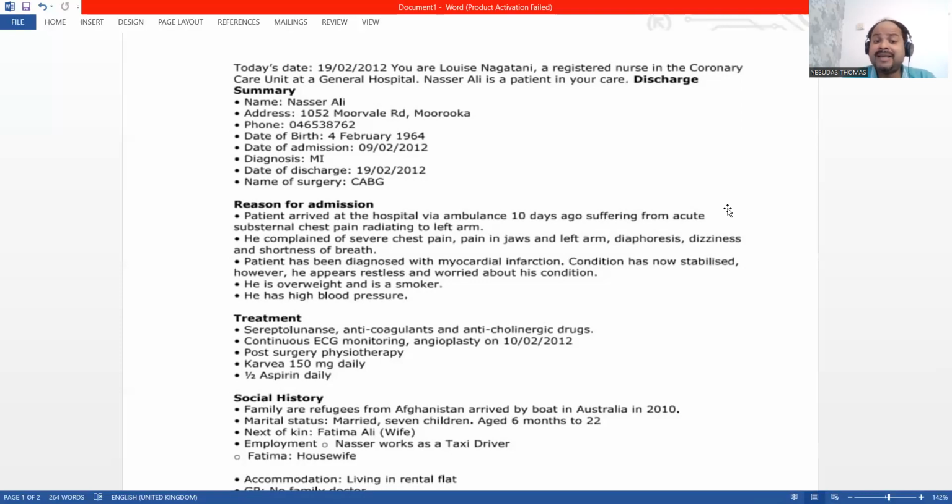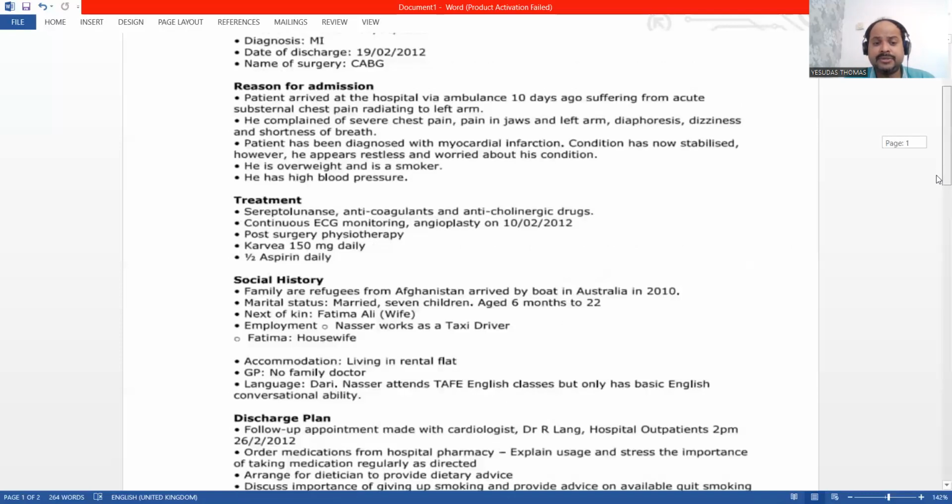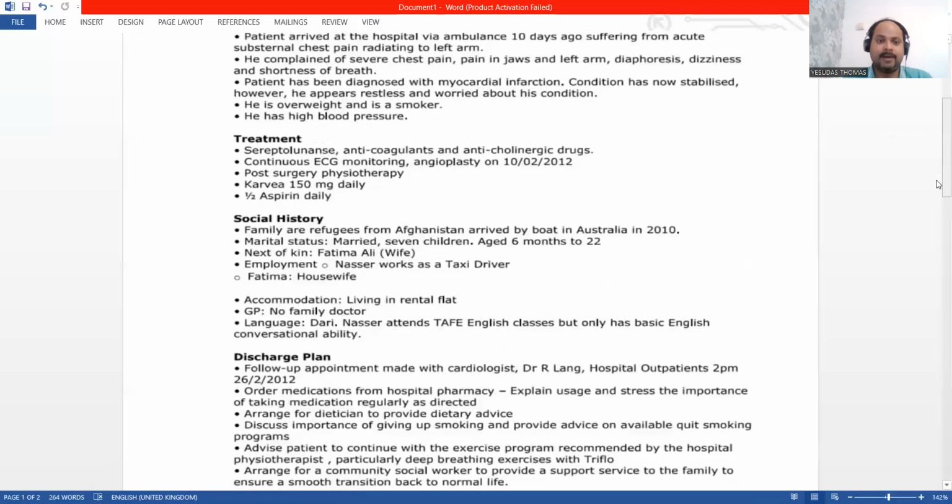So all these medicines here, and all these things, Carvia, aspirin, we don't have to write because we are writing to a social worker. Now we have something which is very important here, the social history, and we have the social history as a highlight here. The main thing that we have to write is the social history of the patient.